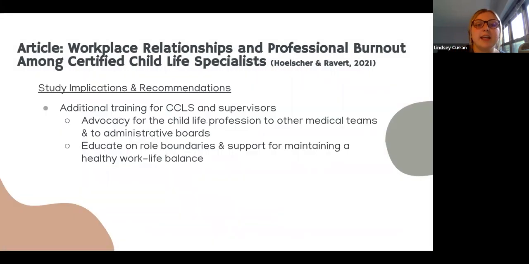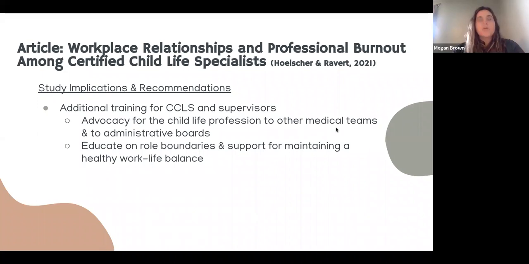The article's implications and recommendations are as follows. They recommended additional training for CCLSs as well as for their supervisors, and that training should involve advocacy for the child life profession to other medical team members as well as to administrative boards, education on role boundaries, and support for maintaining a healthy work-life balance for CCLSs in general.